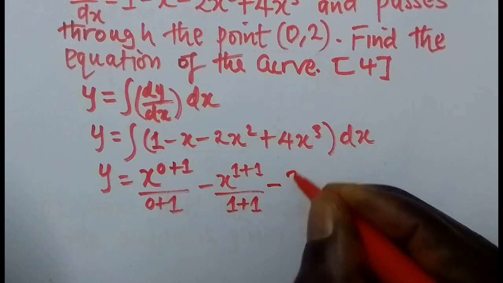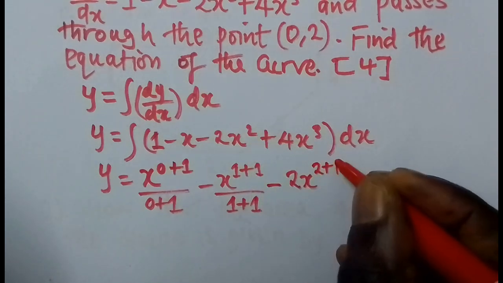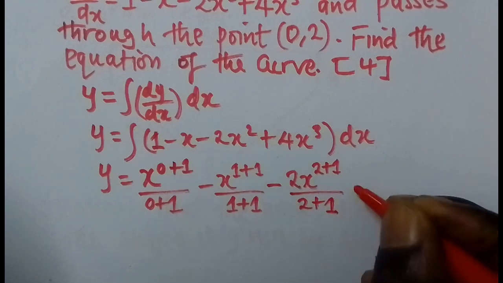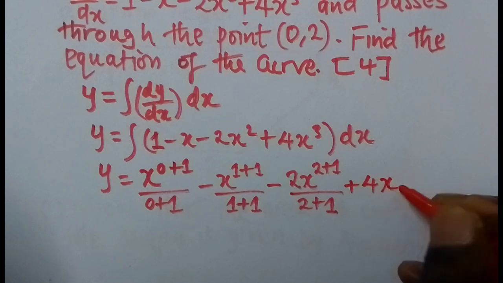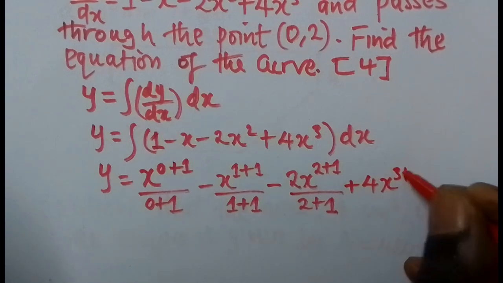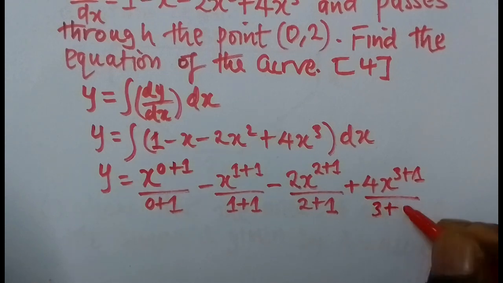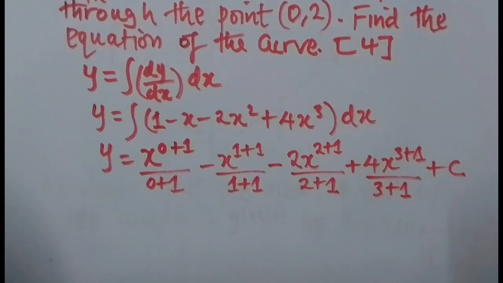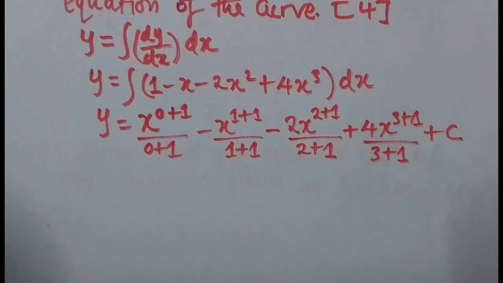Then minus 2x squared, the power here is 2, so 2 plus 1 divided by 2 plus 1. Then plus 4x to the power 3, so 3 plus 1 divided by 3 plus 1. Then introduce plus c. So we now add to see what we're going to get.